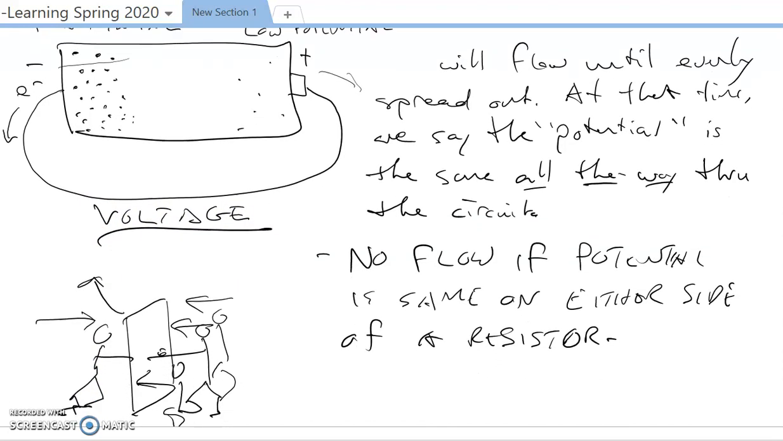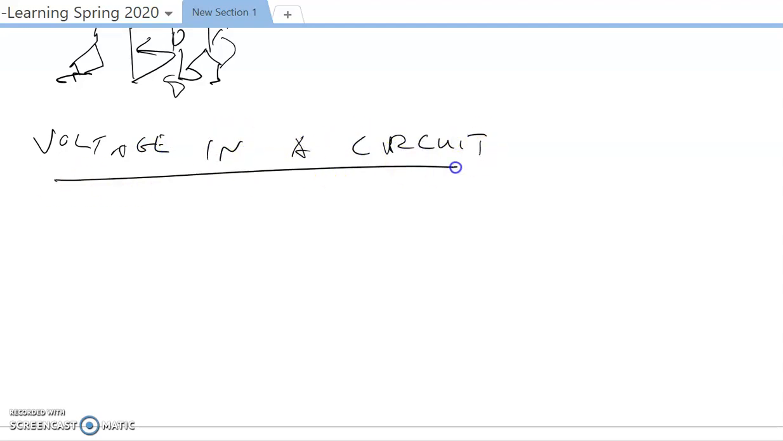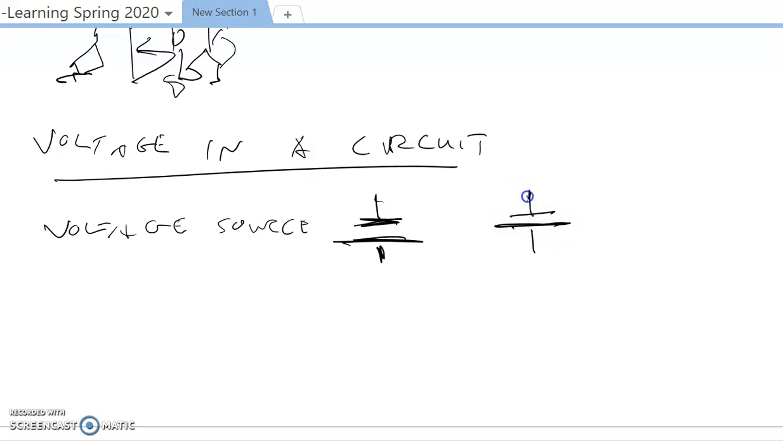All right, so we've talked about that before. I just thought it was worth reminding you. So voltage in a circuit. This is where you're going next. We can put numbers on this stuff. So we have symbols. Voltage source looks like this. A little line and then a big line. You put it in a circle like this. And then the wires will go out and go through whatever they go through.